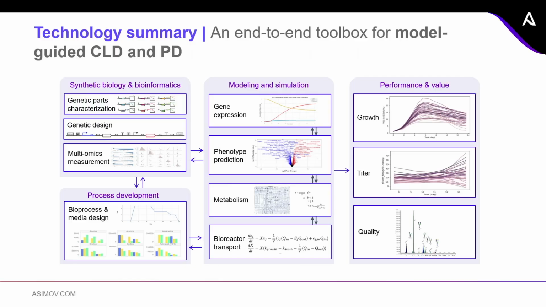And all this information we're coupling together to do some modeling and simulation of different aspects. We're modeling the gene expression, the phenotype so that we can make predictions, the metabolism within the cell, as well as understanding the bioreactor transport that's going on in our different systems. And all this allows us to optimize and tailor-make our growth and titer and product quality so that we can be even more efficient with our process development.